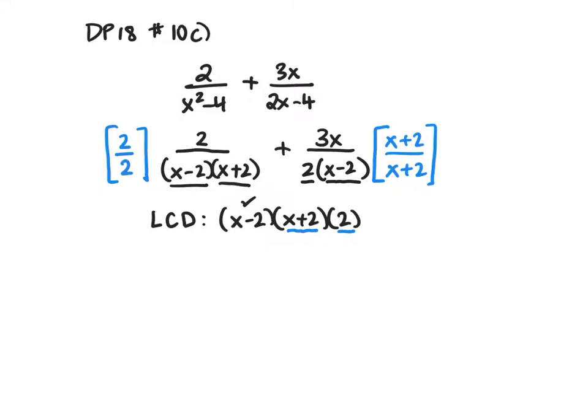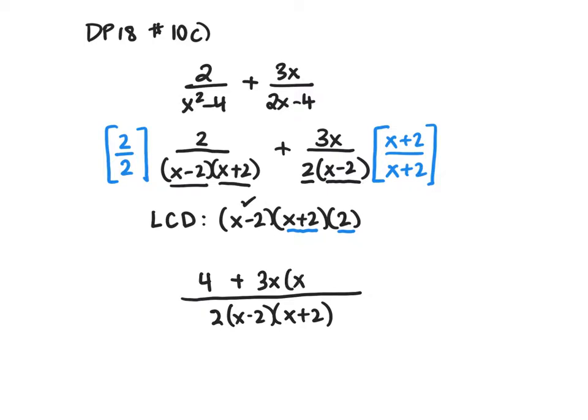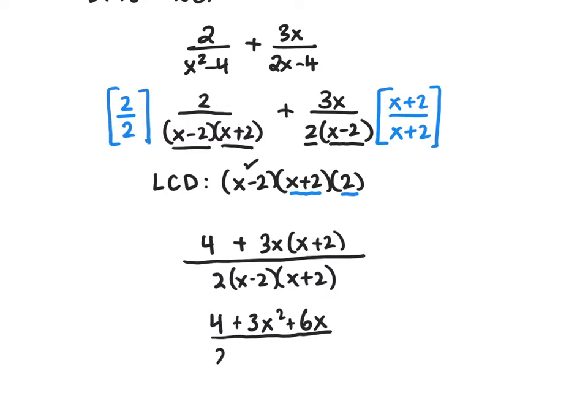And then I am going to write the lowest common denominator here in factored form down on the bottom, and I'm going to multiply my numerator. So 2 times 2 is 4, and then I'm going to add 3x times x plus 2, and remember to distribute. So that's going to be 4 plus 3x squared plus 6x all over 2 times x minus 2 times x plus 2.